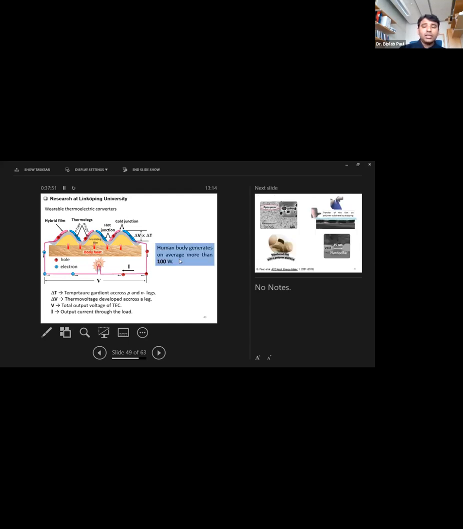So the body generates almost 100 watts of heat through metabolism. Even the recovery of a certain fraction of heat is sufficient to power wearable electronics or biomedical devices.